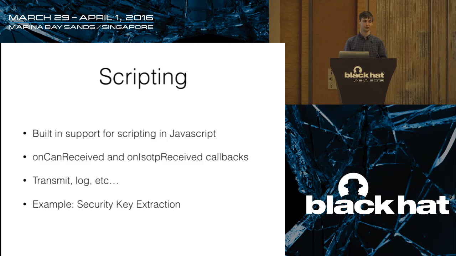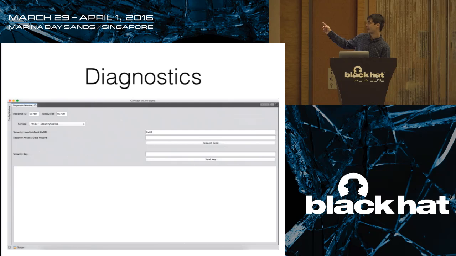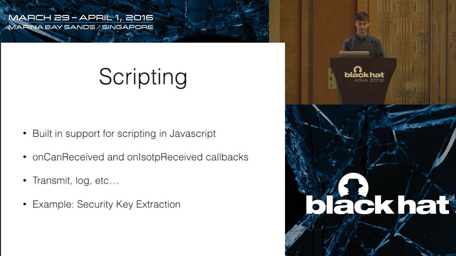You can load up a script, and it has some callbacks that get called when you receive a frame or whenever you get an ISO-TP payload. It also provides access to all of the functionality that is available to other parts of the application. So you can pull in the device and transmit raw frames, or you can pull in that UDS view that was back here and say, I want to do security access now. Here's the level, here's my data record, and it will do that automatically for you.